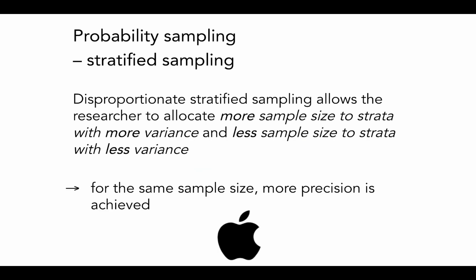Now, in situations like these, you need disproportionate stratified sampling to allow for those variance differences. You need more sample size, you need to collect more units when there's more variance, and you need less sample size, or you basically need to collect fewer units when there is less variance, so that overall for the same sample size you achieve more precision.